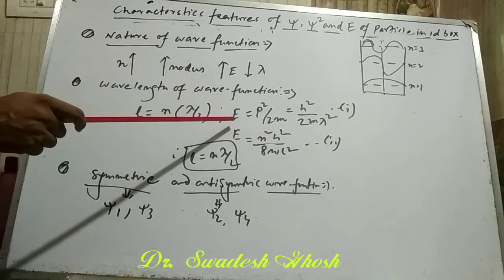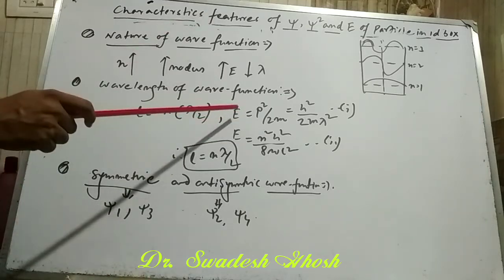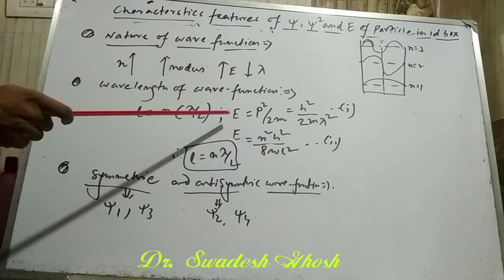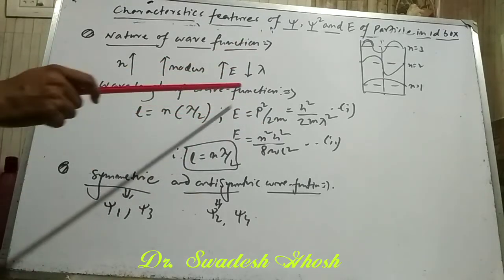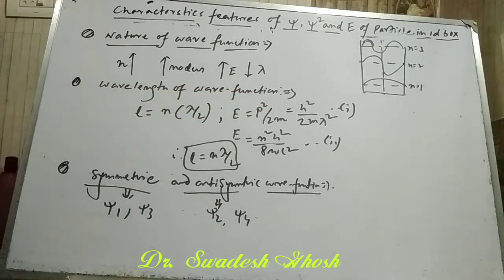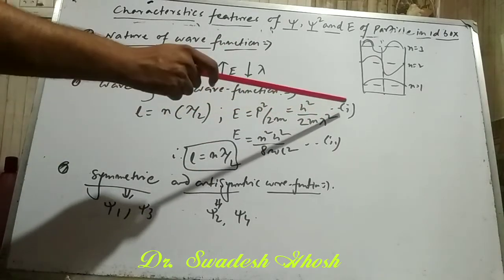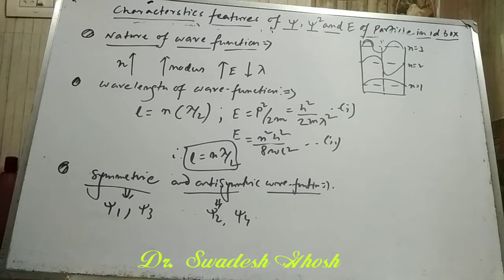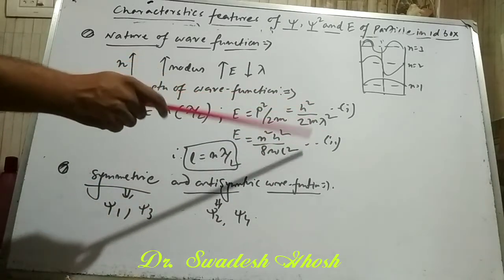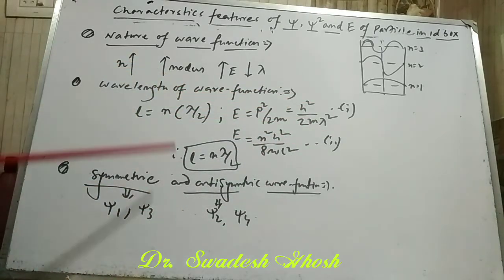We know that the kinetic energy E is equal to half of mv square, and from this we have seen in the previous class that E is equal to p square by 2m. Now p is equal to h by lambda. Putting the value of h by lambda, the equation becomes E equal to h square by 2m lambda square. This is equation 1. Next we know that the energy is given by n square h square by 8mL square, this is equation 2. Now comparing equations 1 and 2, we have proved that L equal to n lambda by 2.